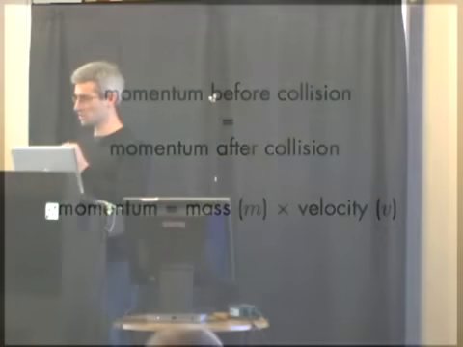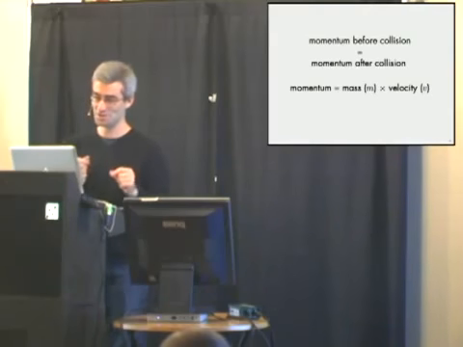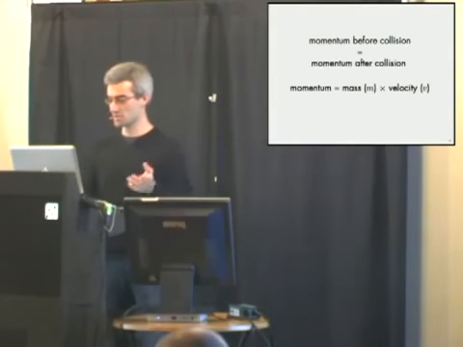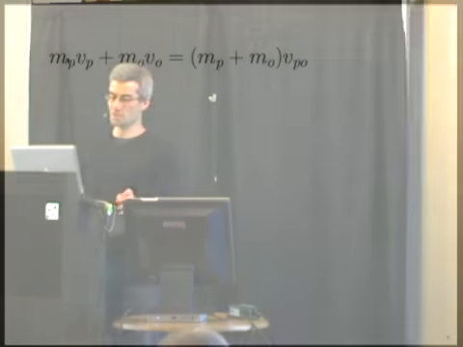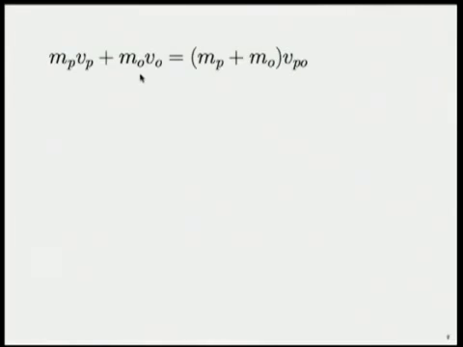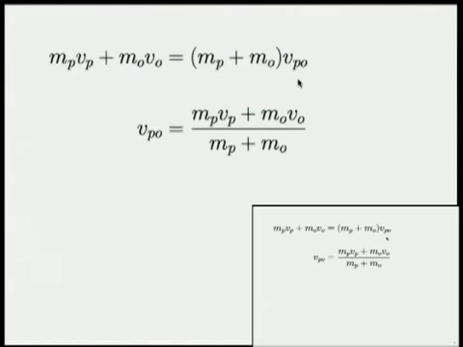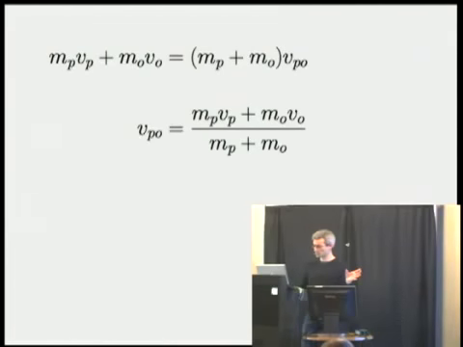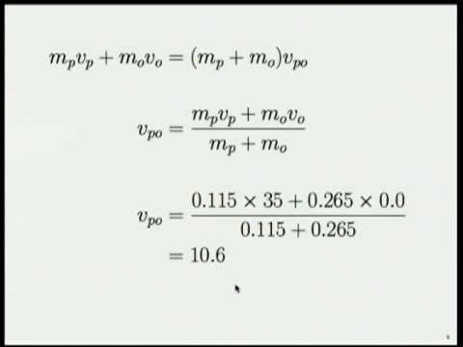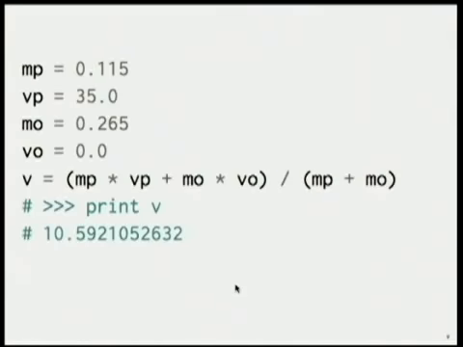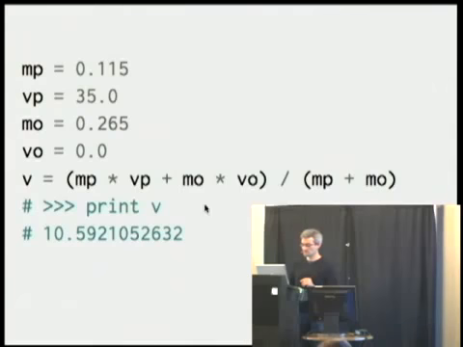So the momentum before the collision is equal to the momentum after the collision. And momentum is mass times velocity. So we set this up. We've got the mass of the puck and velocity of the puck, the mass of the octopus, velocity of the octopus is equal to their combined mass times their combined velocity. Do a little algebra to rearrange these terms, add in their numbers, and we get that this is 10.6 meters per second. We can easily write a little Python script to do this, set up our 4 variables, just basically transcribe that equation into code, and then when we print that value, we get the same number, approximately 10.6.